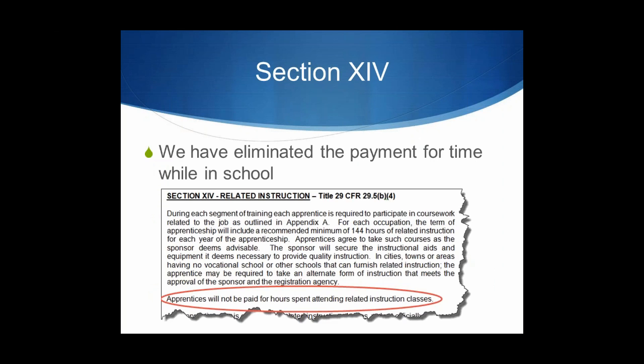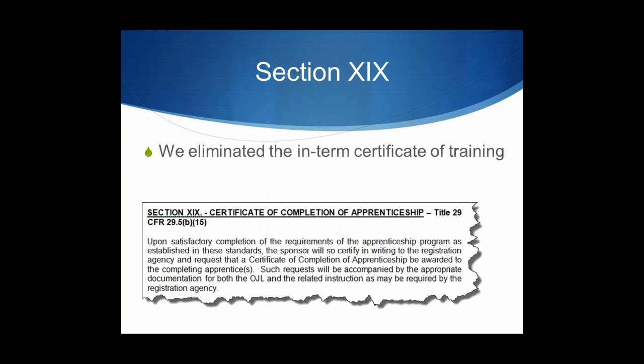You can choose to pay for the time your apprentices are at school. That's what this is talking about, the related instruction. We have chosen that we will not pay for the people's time at the school. Now we are reimbursing them for their tuition, but we are not paying for the time they are at school. So you can make that decision here. We've modified this section to say that we will not pay for hours spent attending related instruction classes.